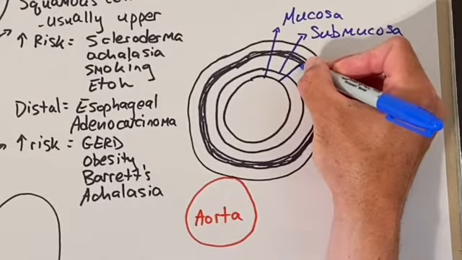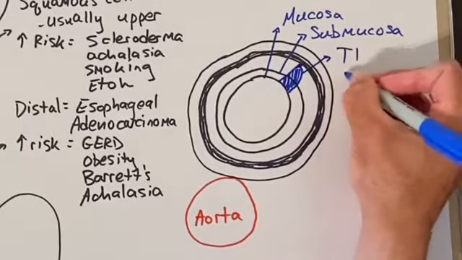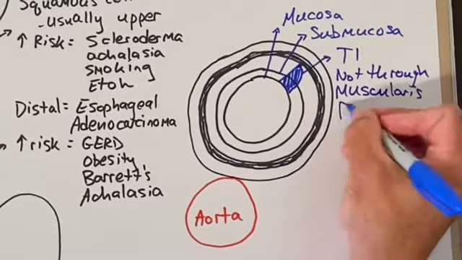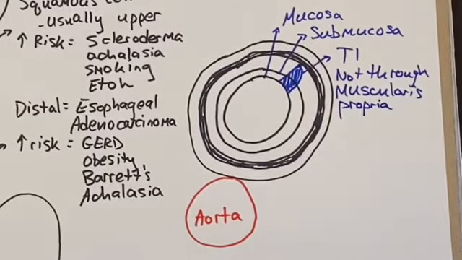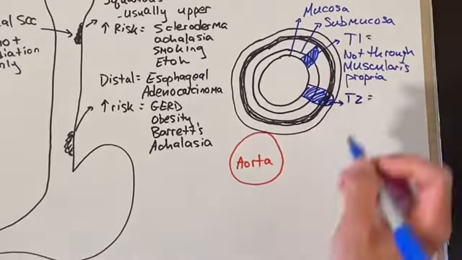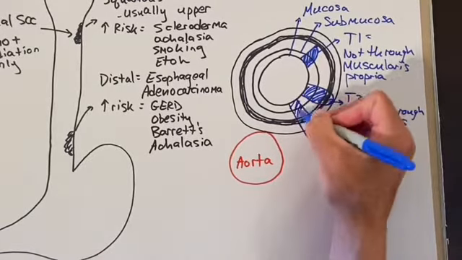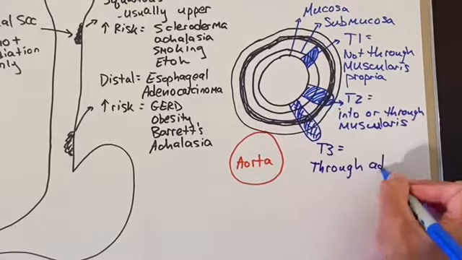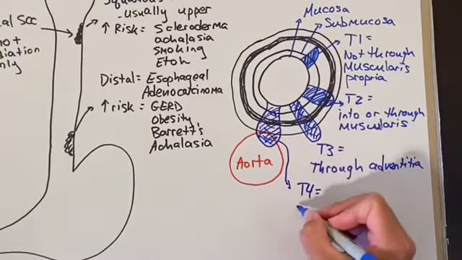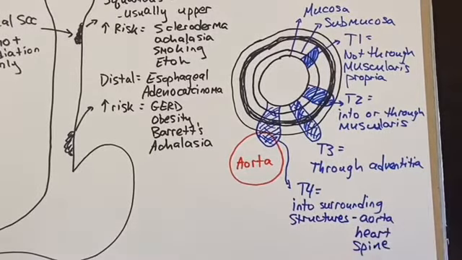For the T stages for esophageal cancer, know that if a cancer has not penetrated the muscularis propria, which is the two-layer inner circular outer longitudinal muscle layers, then it's considered T1. When it's actually into or through the muscularis propria, then it's a T2. If it's penetrated through the adventitia, it's a T3. And if the tumor is invading other organs, such as the aorta or the trachea, then it's a T4. Endoscopic ultrasound is good for T staging.